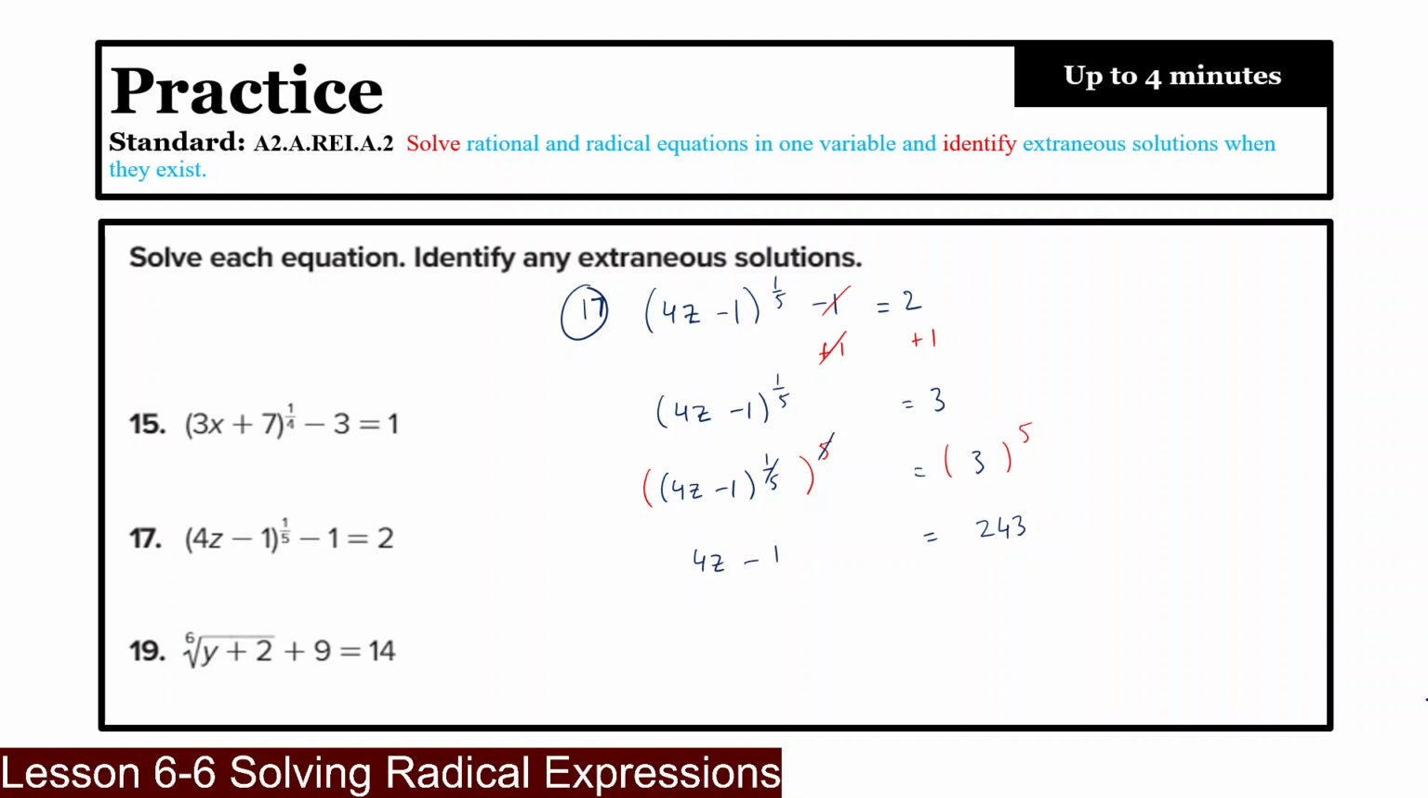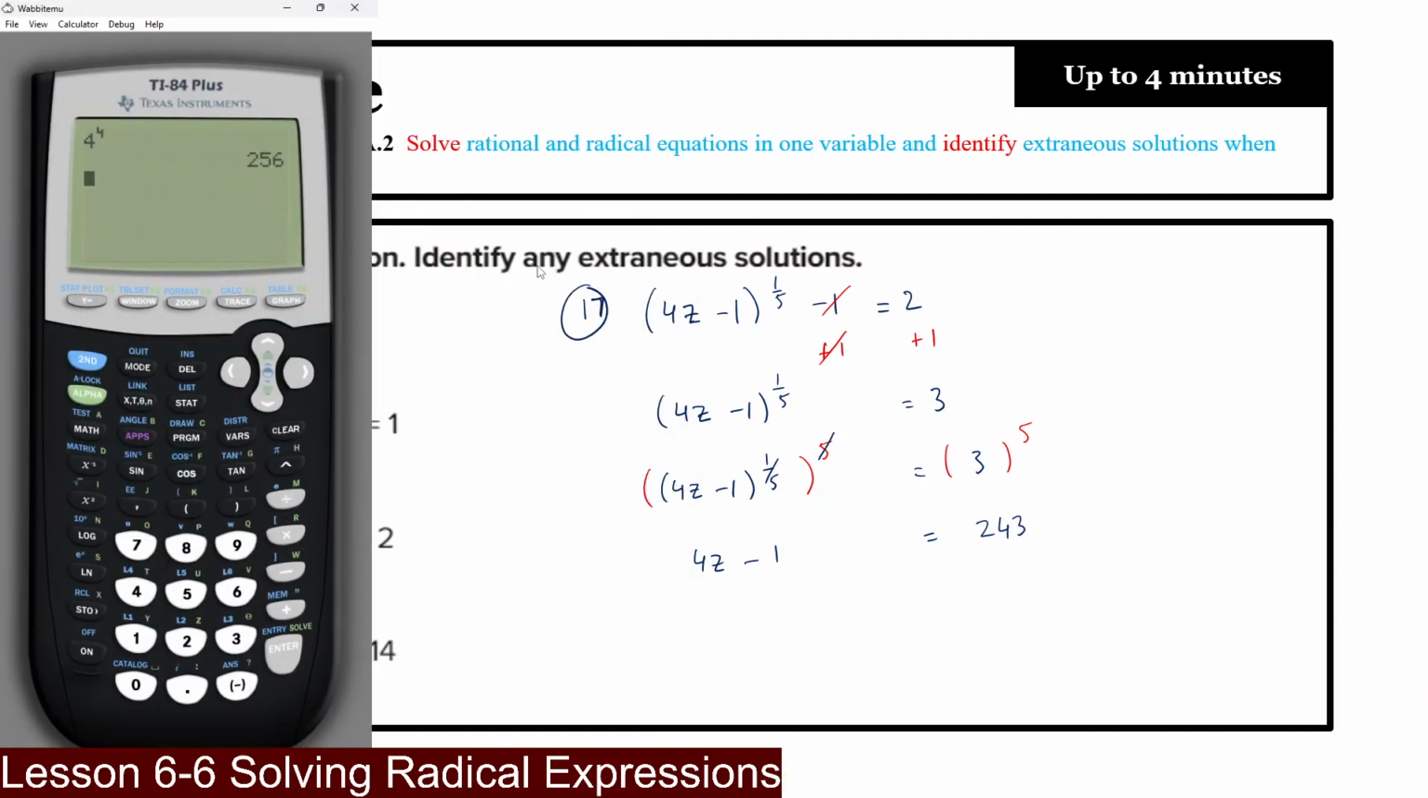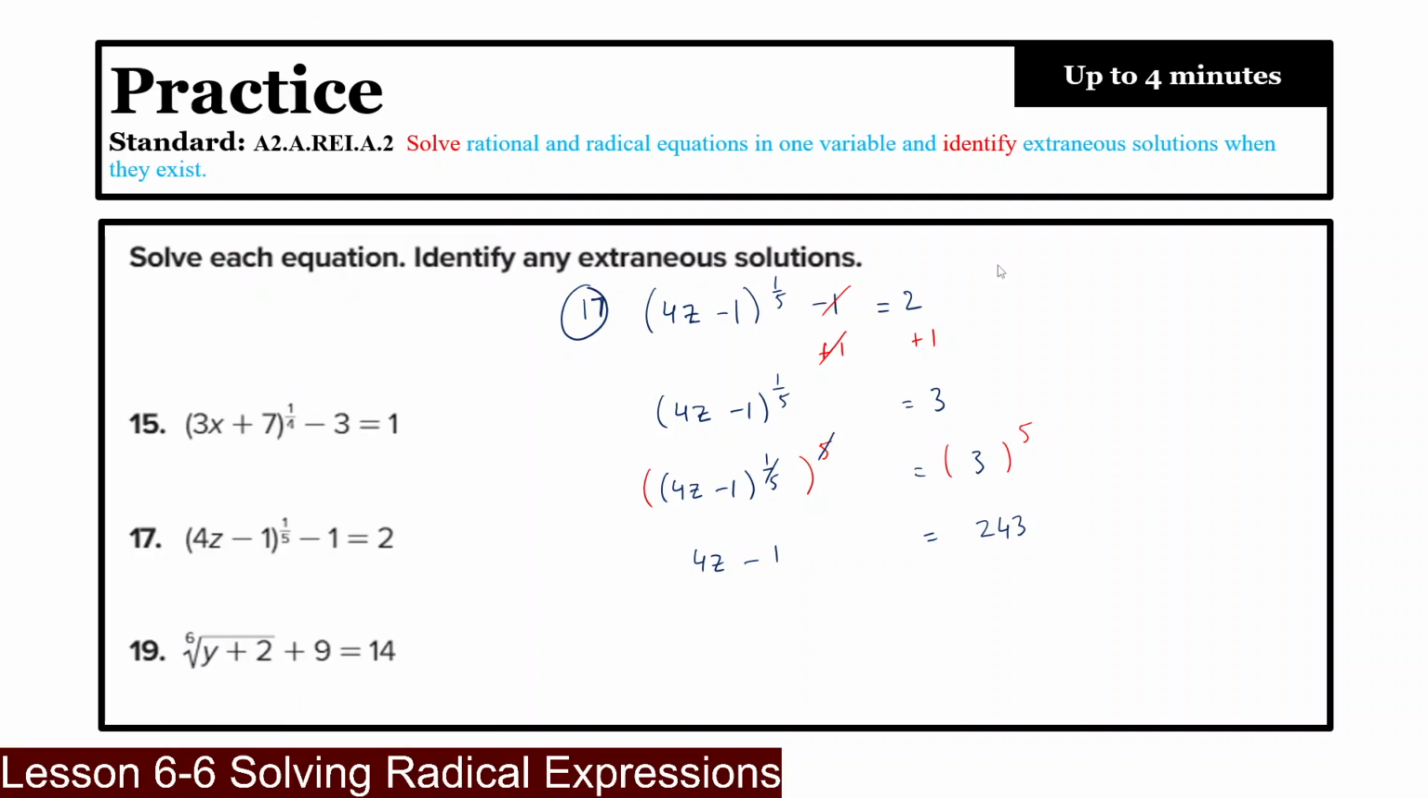But let's make sure that it is 243. So let's see. Clear. 3 raised to 5. It is 243. Okay. So now we have to get rid of this minus 1. We do that by adding 1 to both sides. All of this we're doing so that we can get the z, or whatever variable that we're trying to solve, by itself. That's the whole goal here. That's why we're doing this. In case you don't know why we're doing this, we want to get this z by itself. So we're trying to move everything to the other side.